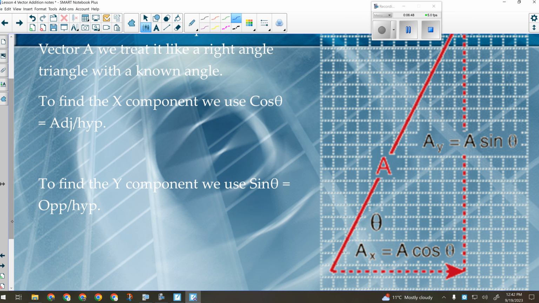If I had a triangle that looked like this, let's try it this way. So if I had a triangle that looked like this, this is now X and it's the opposite side. This is now Y and it's the adjacent side. Y is just always vertical, X is always horizontal.